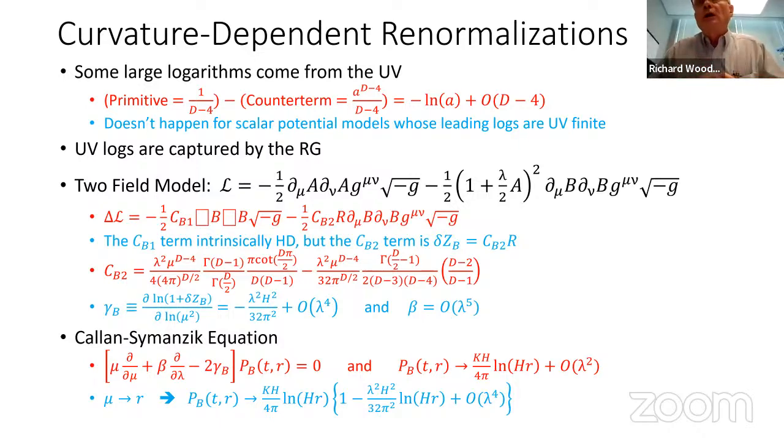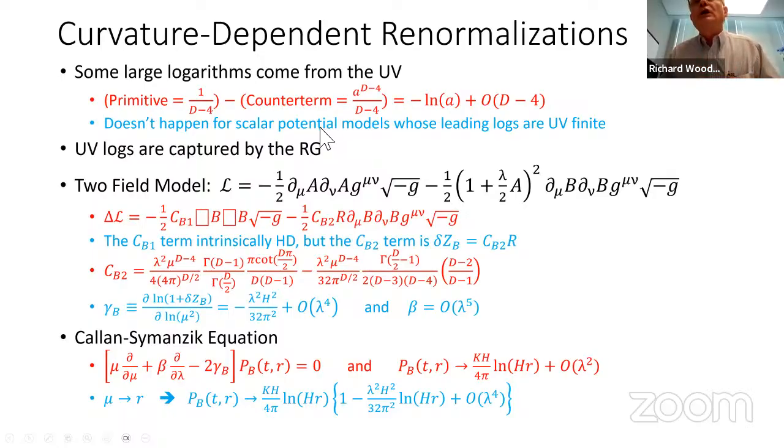So, like I say, this brilliant formalism developed by Starobinsky does get almost all the logarithms, the leading logarithms, but it misses some. These are logarithms that wouldn't be present in scalar potential models. They come from the ultraviolet. They come from the fact that primitive divergences just go like 1 over d minus 4 without a d-dependent factor of a, whereas counterterms, because of the square root of minus g in dimensional regularization, always go like a to the d power. So when you subtract them, you're going to get a finite logarithm of a, and those terms are present also.